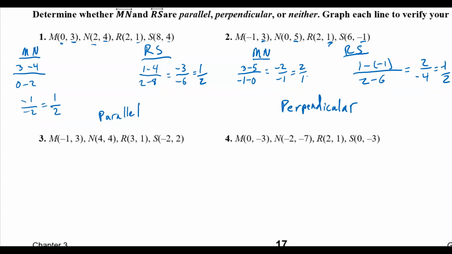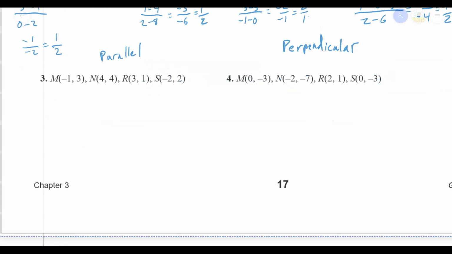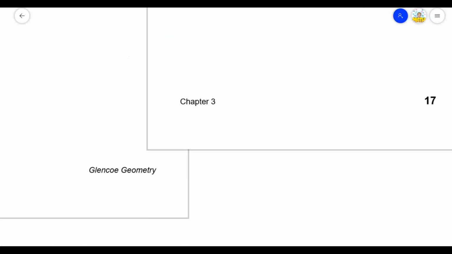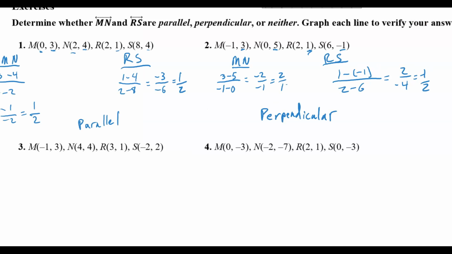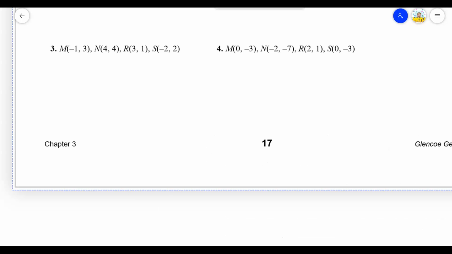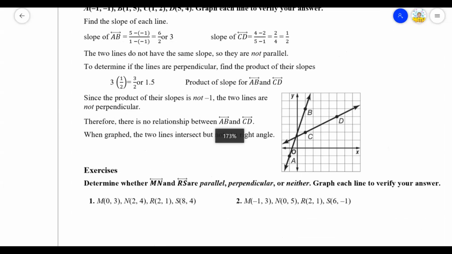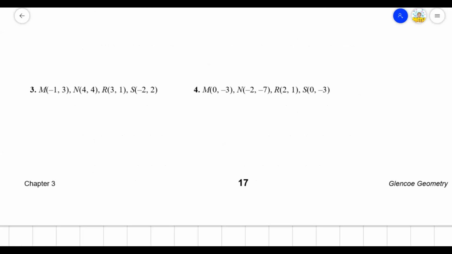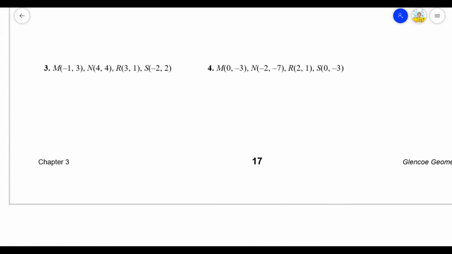Okay, same thing again, we're going to compare directly, side by side, right next to each other, MN and RS. My whiteboard's not cooperating with me here, being very contrary. So let's see. MN and RS again. Compare the slopes side by side.